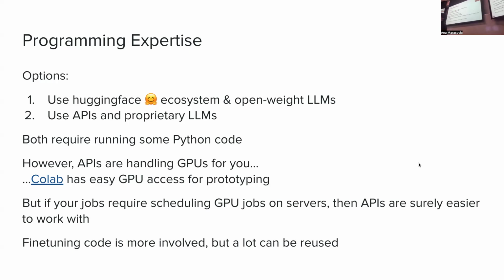With open weight models and fine-tuning, you use the quantization ecosystem. You already have so much code to do. Honestly, there isn't much code to be written even there. But running jobs on GPUs can be, I think, daunting for people who haven't run jobs on servers.